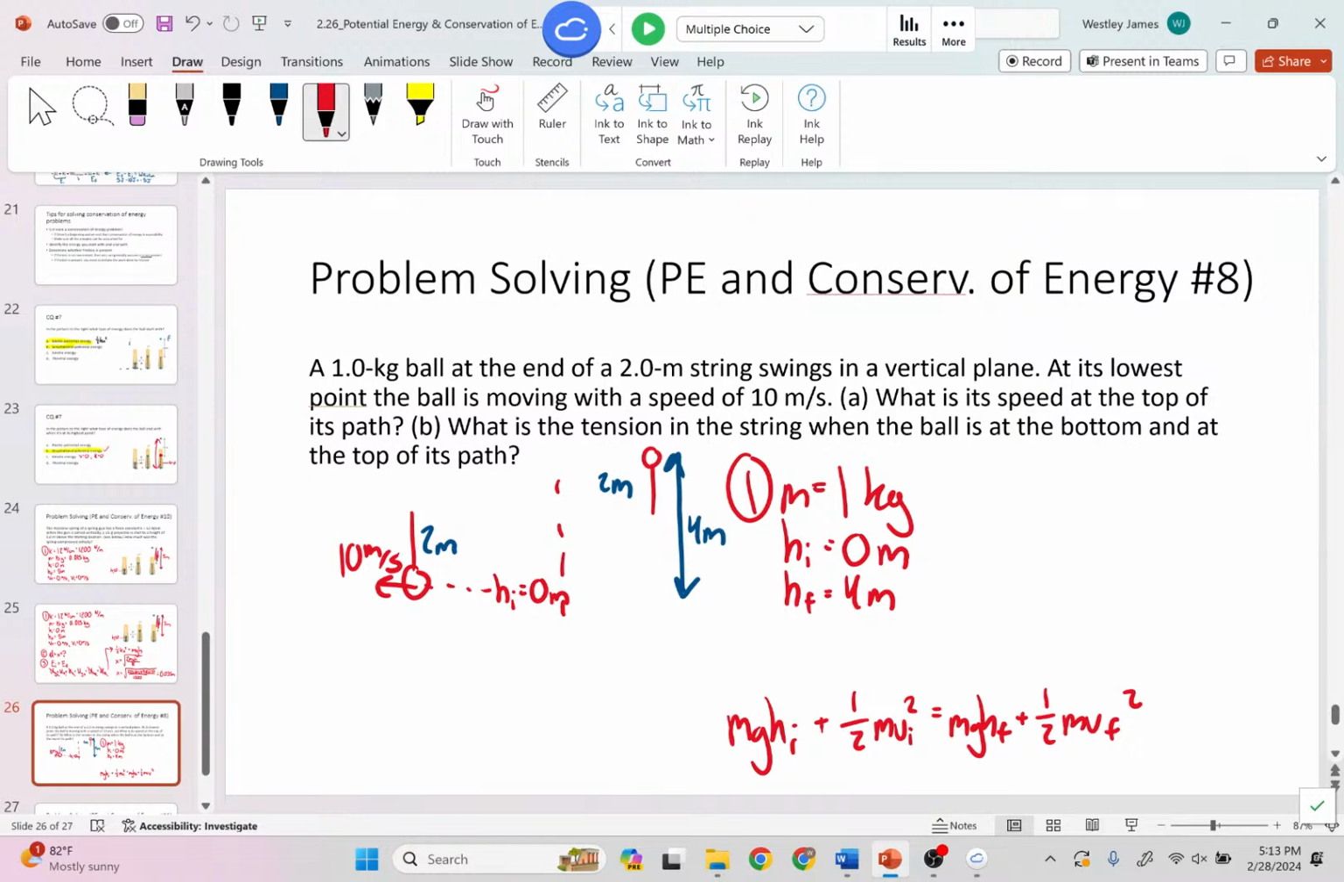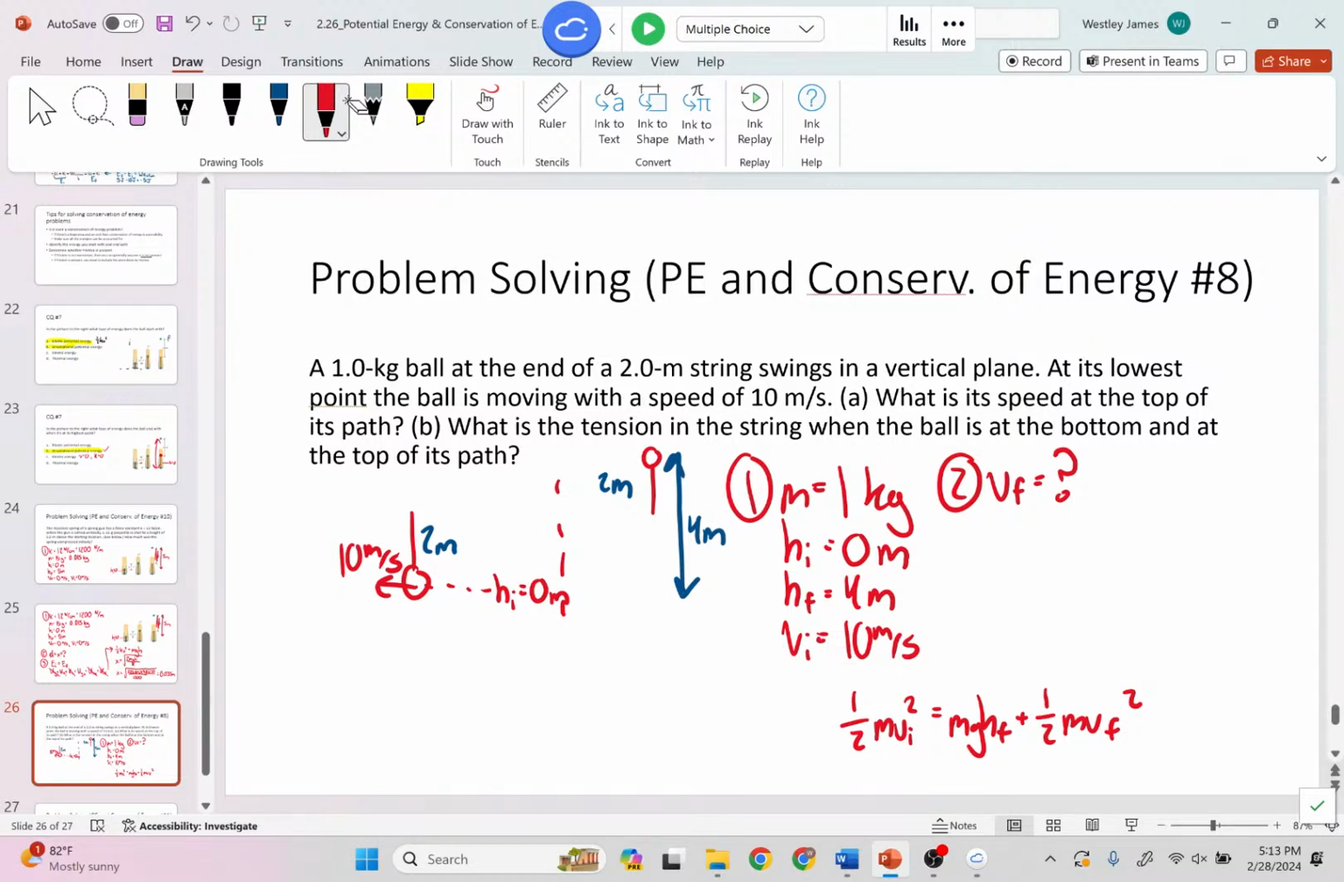All right, great. And then we have initial velocity equals 10 meters per second. We are trying to solve for final velocity. We have our equation there at the bottom. There is no potential energy in the beginning, so I'm just going to erase that. At the end, I have both. It's just a simple math problem.